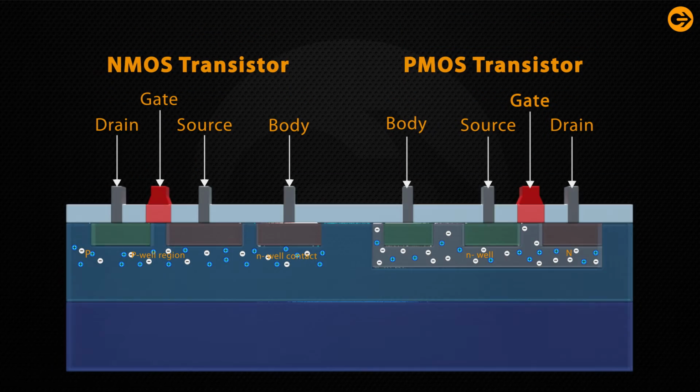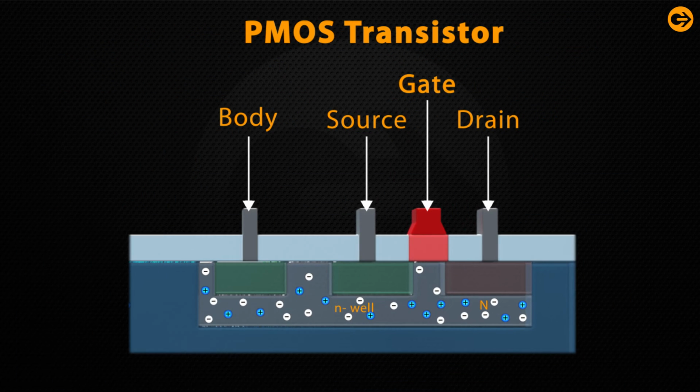PMOS transistor. The P-channel MOSFET has a P-channel region between source and drain. The drain and source are heavily doped P+ regions and the body or substrate is N-type. The flow of current is by positively charged holes.